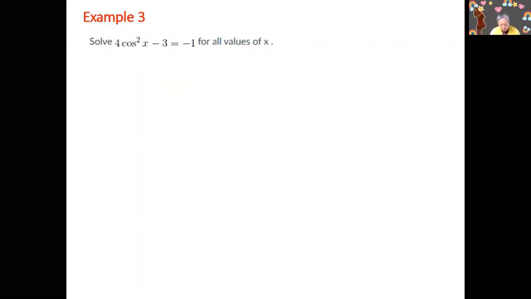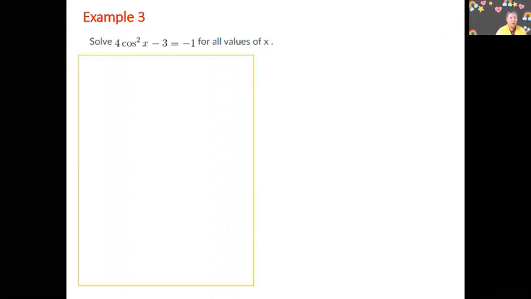So 4 cosine square of x minus 3 equals negative 1 for all values of x. Okay, again, since this one is not limited and restricted as domain, then probably we will come up with the rule for the answer. Okay, let's see what happens here. Then first, we have to solve this equation.